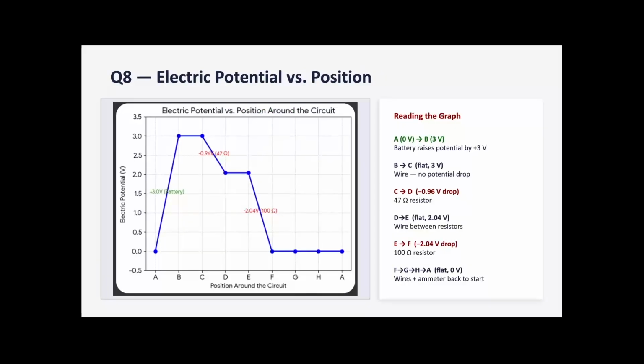Question 8 asks us to plot the electric potential versus position around the circuit. Starting at point A at 0 volts, the potential jumps to 3 volts at B across the battery. It stays flat at 3 volts from B to C. Wire segment, no drop. Then it steps down by 0.96 volts across the 47 ohm resistor to 2.04 volts at D. Flat again from D to E. Steps down 2.04 volts across the 100 ohm resistor to 0 at F. Then flat at 0 all the way back to A.